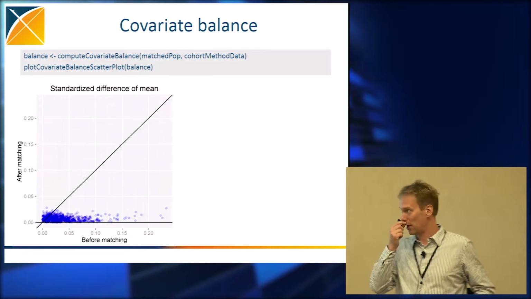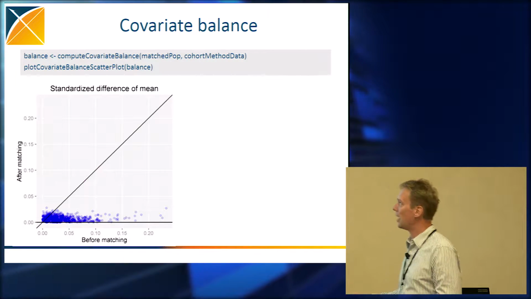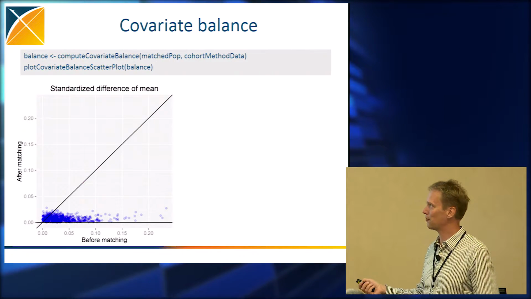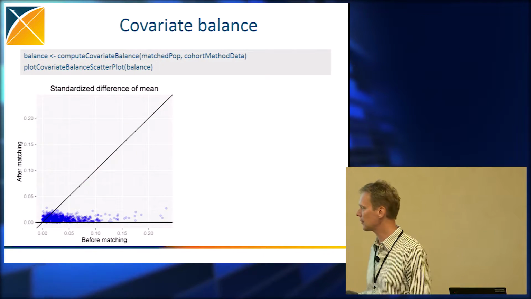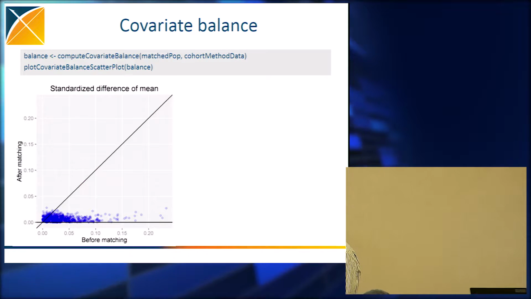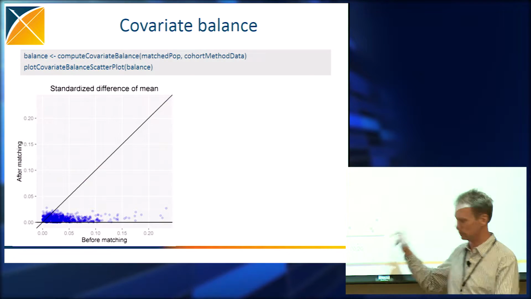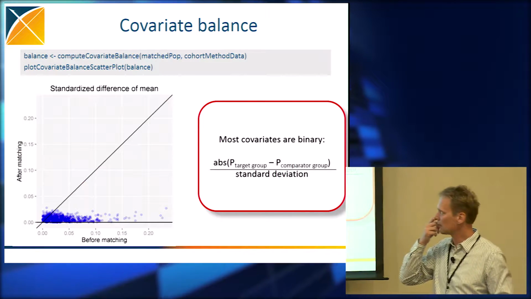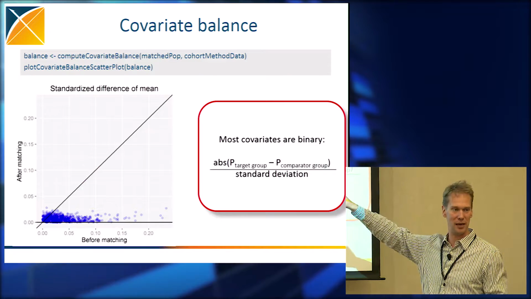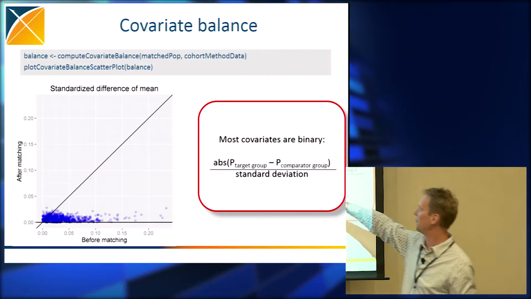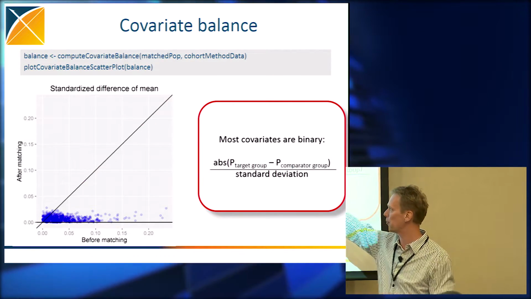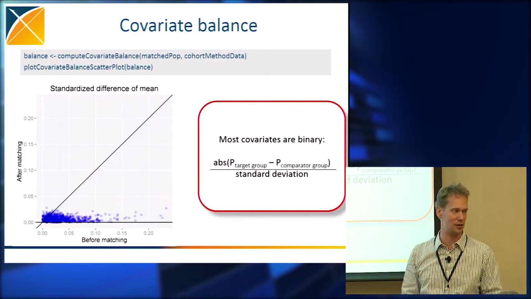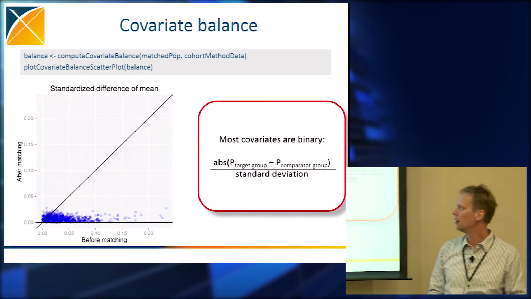So a point also brought up, well, what about covariate balance? So we have a function to compute covariate balance, and we can call another function to plot covariate balance. And so what this function is showing is on the x-axis. I need to say what is covariate balance. It's defined as this. We usually use standardized difference of mean, which basically just is if you have a binary covariate, you just take the proportion in the target group, the proportion in the comparator group, and take the difference and divide that by the standard deviation.